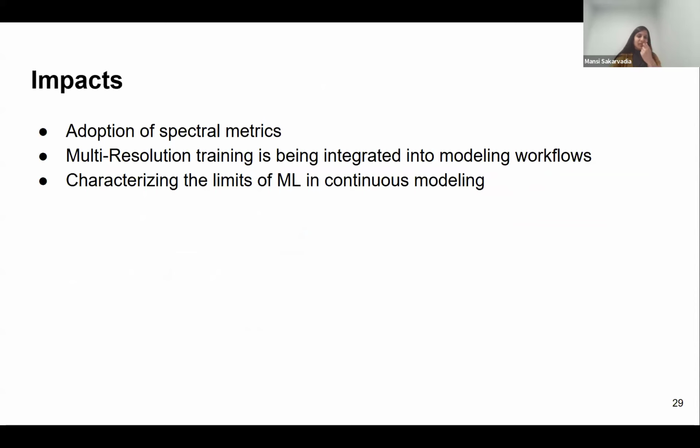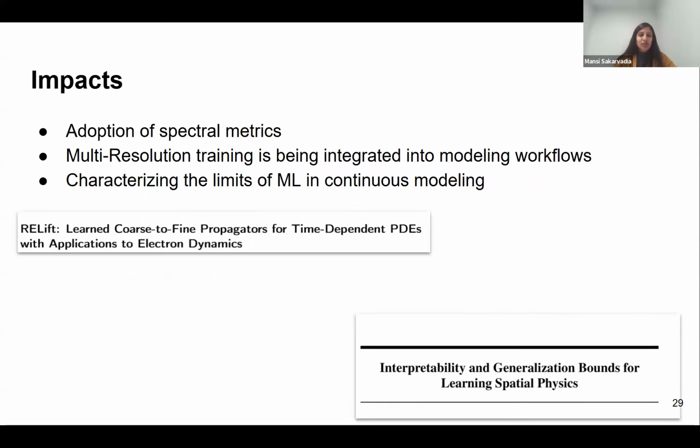I would like to highlight some impacts that this work has already had. We've seen the adoption of the spectral metrics we've proposed in several papers already.